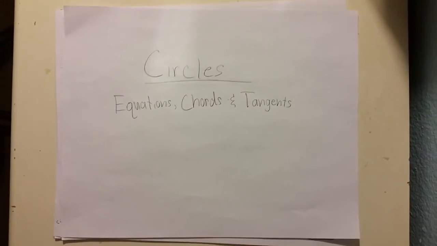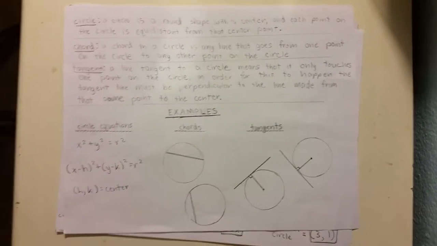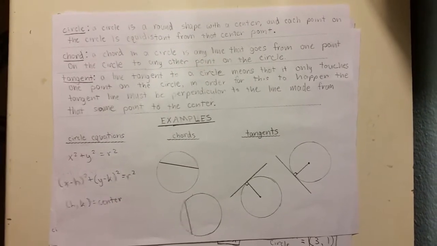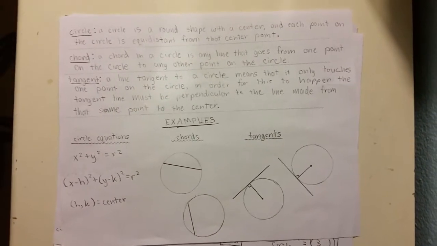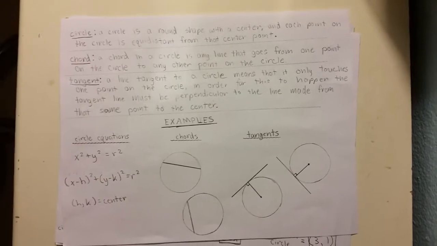Today we're going to be talking about circles, their equations, chords, and tangents. To start off, a circle is a round shape with a center, and each point on the circle is equidistant from that center point. A chord in a circle is any line that goes from one point on the circle to any other point on the circle.